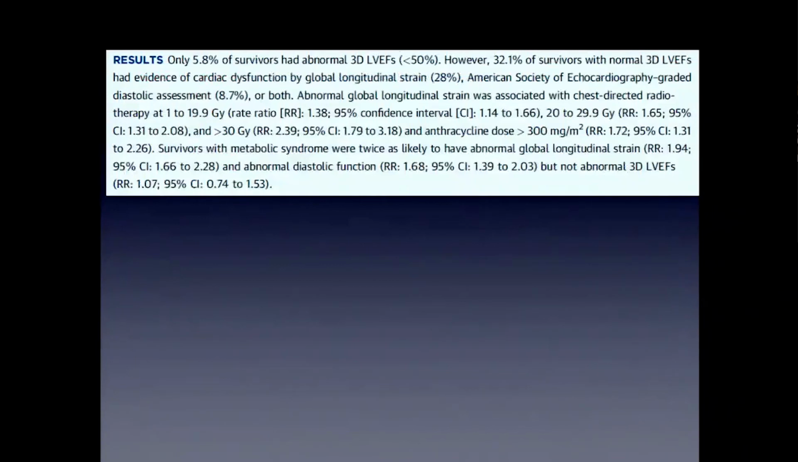But more important, it also correlates with the presence of additional comorbidities that the patients have. Survivors with the metabolic syndrome were twice as likely to have abnormal global longitudinal strain and abnormal diastolic dysfunction versus patients that did not have it. So it not only tells you about the initial damage, the initial hit that they had with the anthracyclines and the radiation, but it also tells you about the presence of comorbidities.